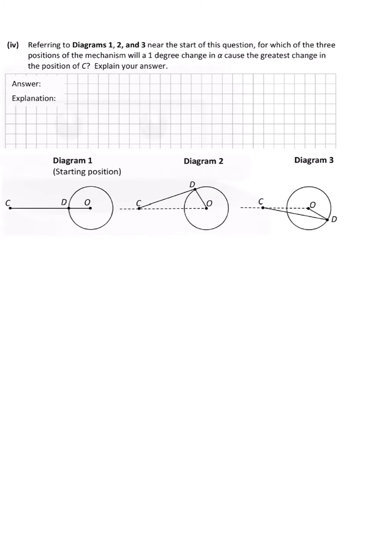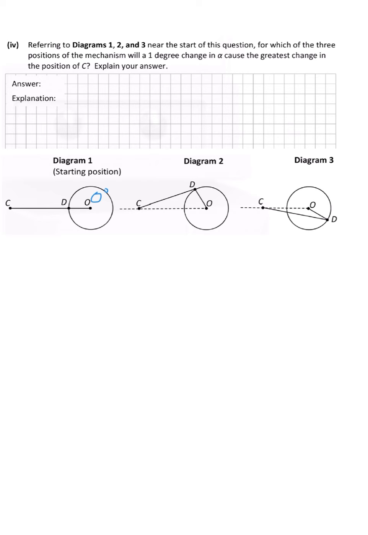Okay, next question then. Referring to diagrams 1, 2 and 3 near the start of the question, for which of the 3 positions of the mechanism will 1 degree change in alpha cause the greatest change in the position of C? Explain your answer. So now you can see I've brought the diagram here from the start of the question. The angle here of alpha, when that changes 1 degree, which one will create the greatest position change of C? The first one is going to be 0 degrees because it's a straight line.